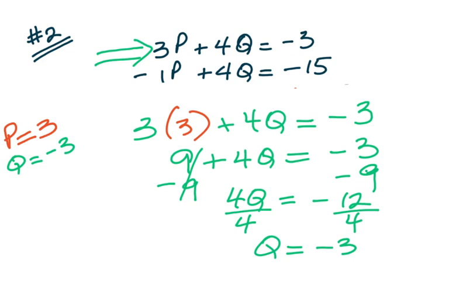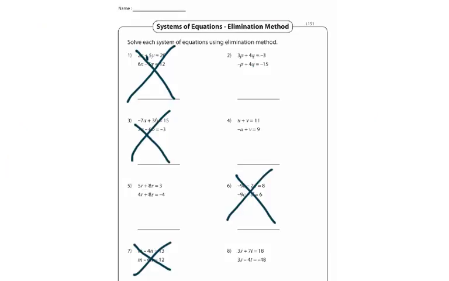So now I'm going to go back to my board, and my answer is going to be P is 3, and Q is -3, and that's how we show it, okay?